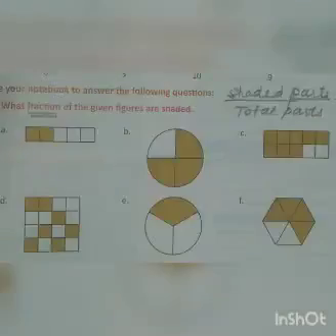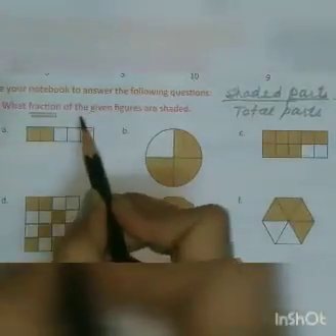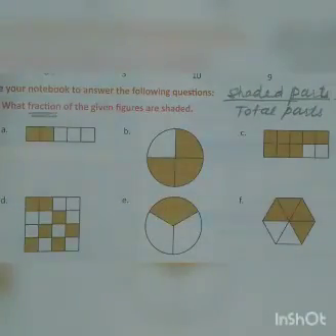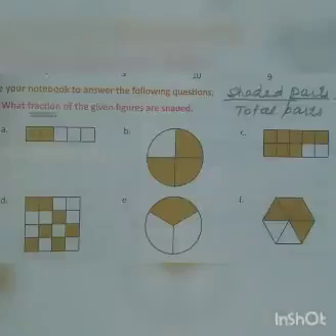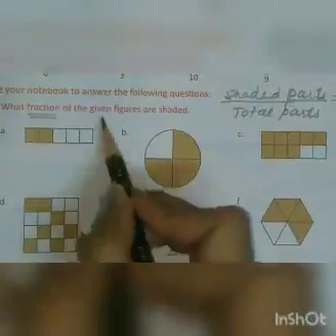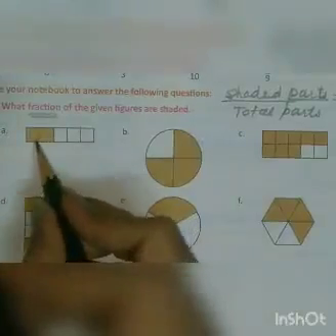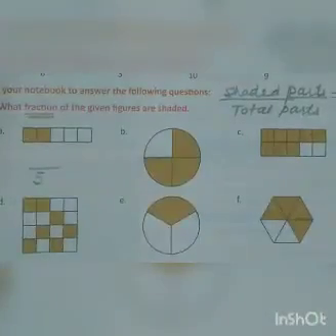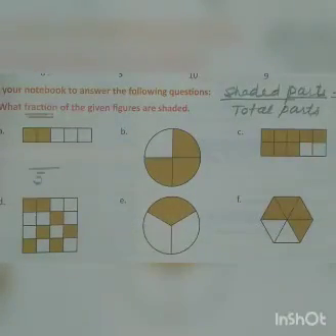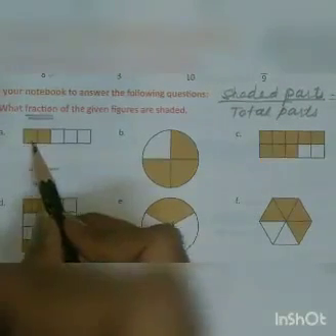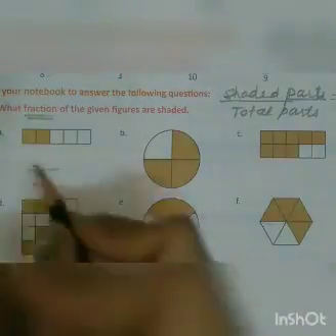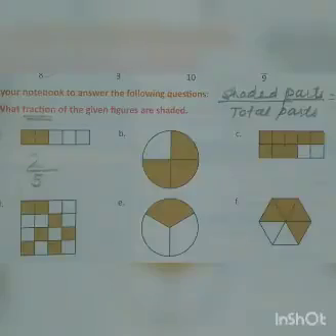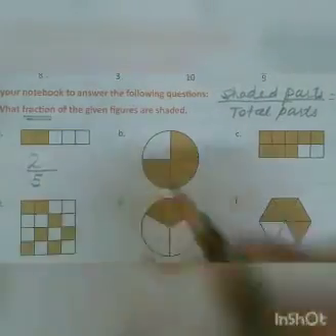Clear? Question number 2. What fraction of the given figures are shaded? To do this question, first we will calculate the total number of equal parts into which the whole is divided. The total parts are 1, 2, 3, 4, 5. So 5 will be written as the denominator of that fraction. And the shaded parts are 2. So the shaded parts are written above the line, that is the numerator. So the fraction is 2 upon 5.